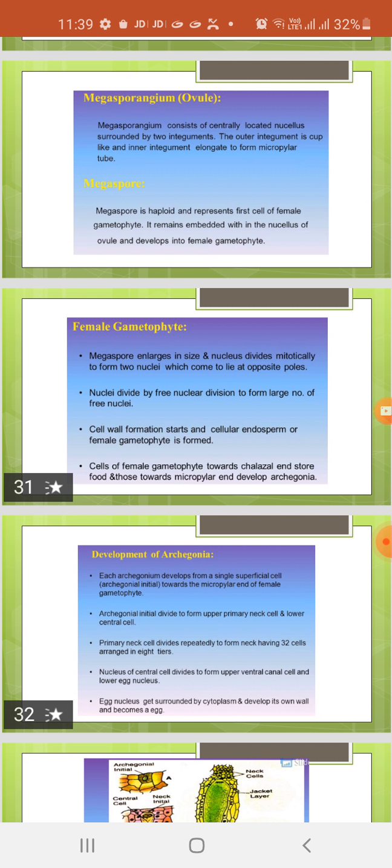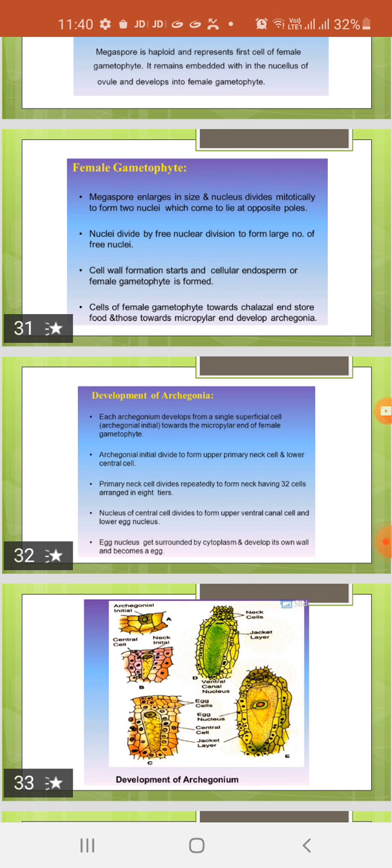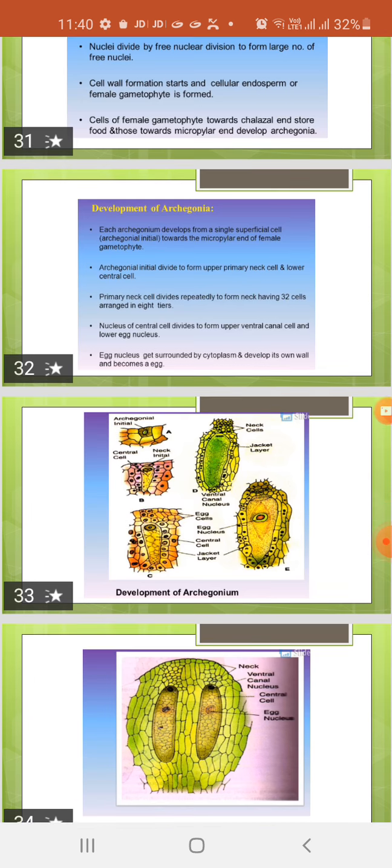The archegonium initial divides to form the upper primary neck cell and the lower central cell. The primary neck cell divides to form the neck, having 32 cells arranged in 8 tiers, and the nucleus of the central cell divides to form the upper ventral canal cell and the lower egg nucleus. The egg nucleus gets surrounded by cytoplasm and develops its own wall and becomes the egg.